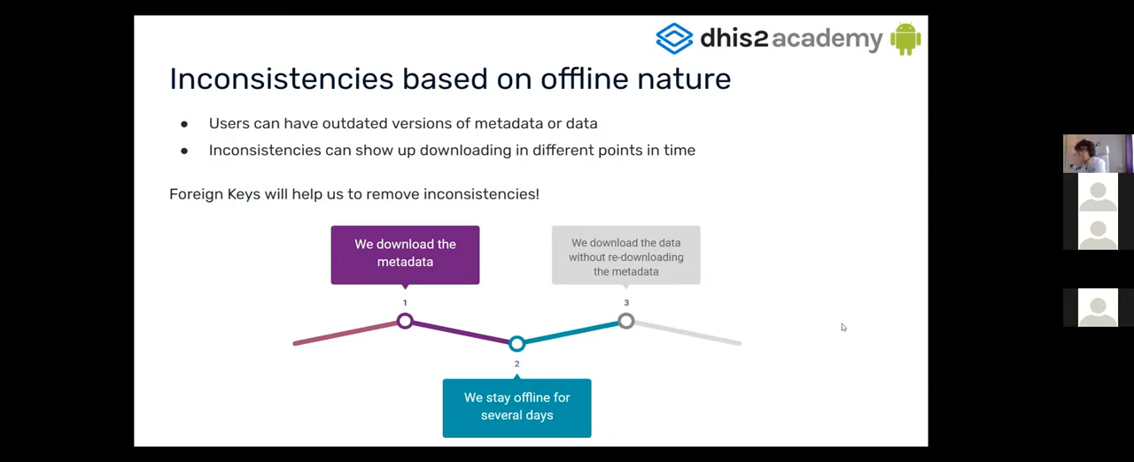So if we take a look into the inconsistencies based on the offline nature, the users can have maybe an outdated version of the metadata or the data, and it could be a problem. I will just show you. For example, in the first step, we load the metadata, okay? So we have the metadata A. But then several days before, you stay offline and the metadata is changed in the server and you don't have this new update. Then we load the data without re-downloading the metadata. So we start working and we try to push the data. So probably you will have a foreign key error. So that will make you likely to have inconsistencies in your data.